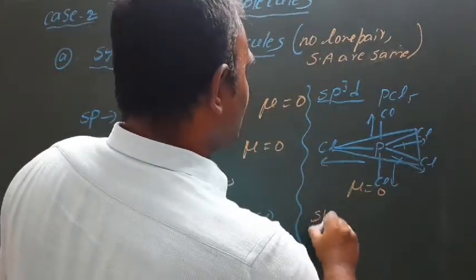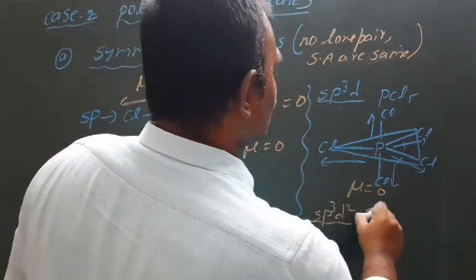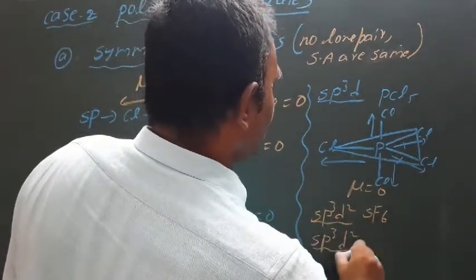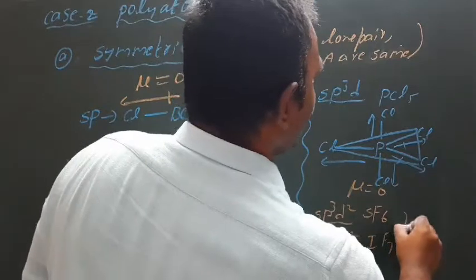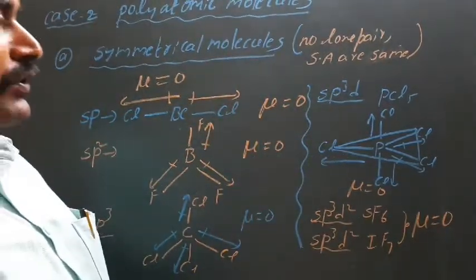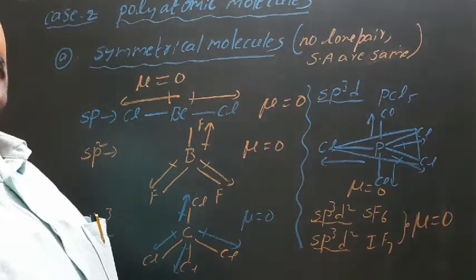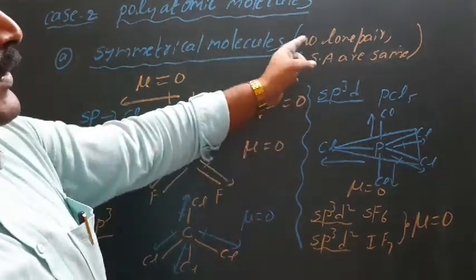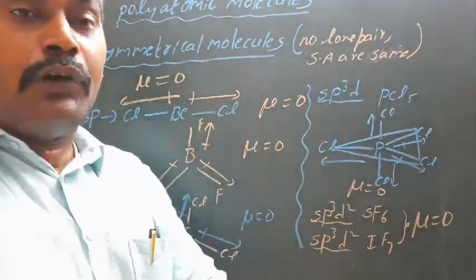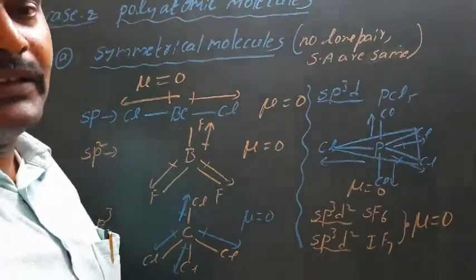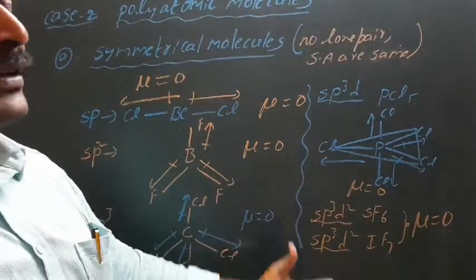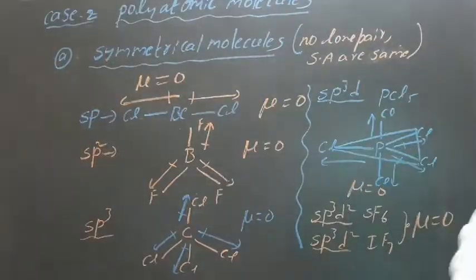In the same way, sp3d2 in the case of SF6, and similarly sp3d3, for example iodine heptafluoride. In all these cases also, the dipole moment is equal to 0. Okay, symmetrical: when we say symmetrical, all the surrounding atoms are the same and the central atom is without lone pairs. Then we can say that the molecule is symmetrical. In the case of symmetrical molecules, dipole moment is always equal to 0.